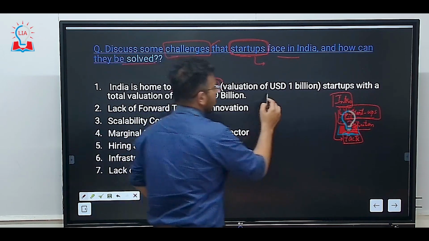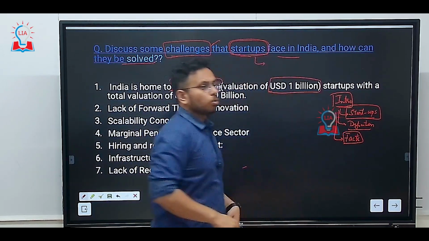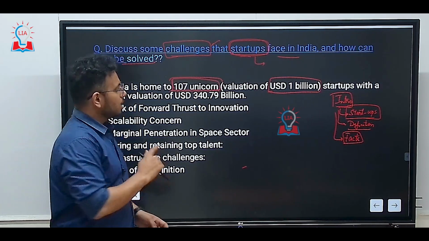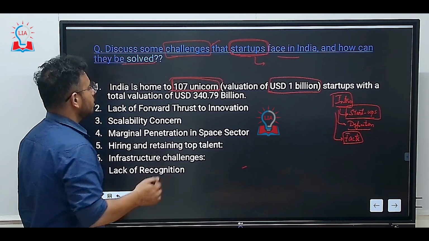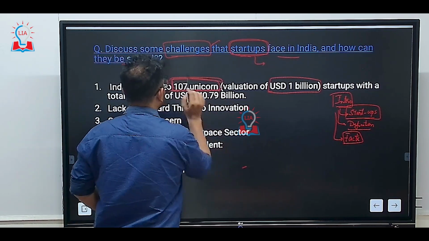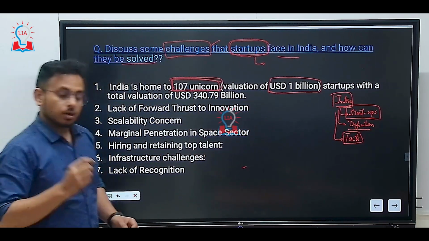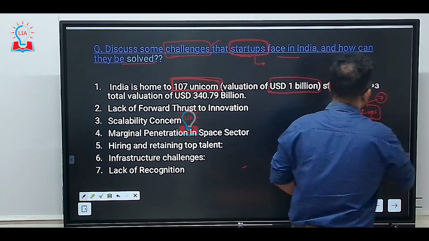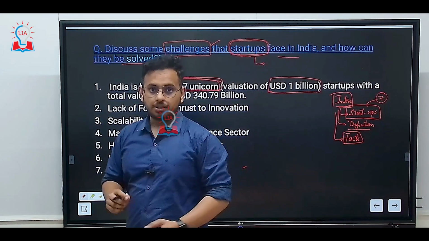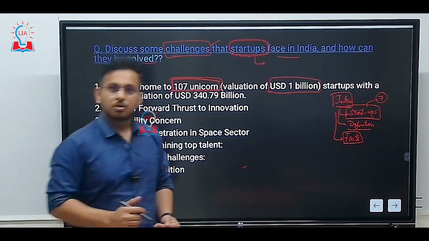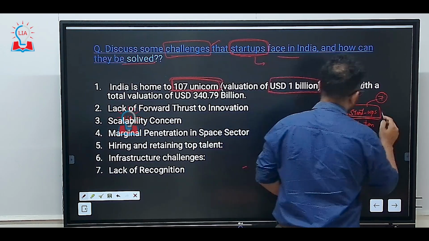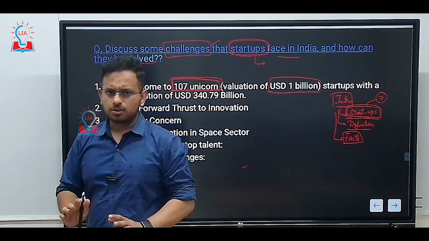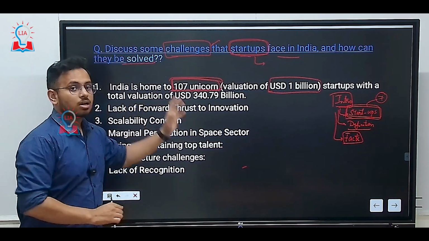What are unicorns? Startup companies valued at more than 1 billion dollars are called unicorns. So in India we have 107 unicorns. Now, what is a startup? A startup is any company that has been started less than 7 years ago, which means a new firm is nothing but a startup. So let's talk about the challenges that these startups face in India.